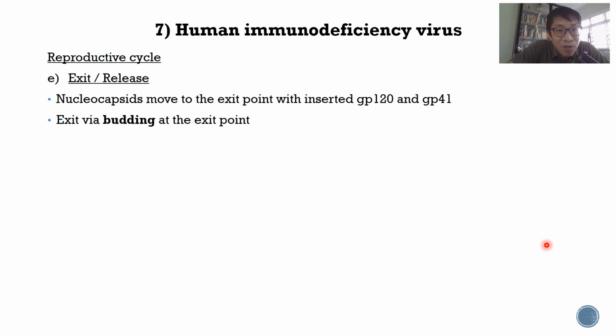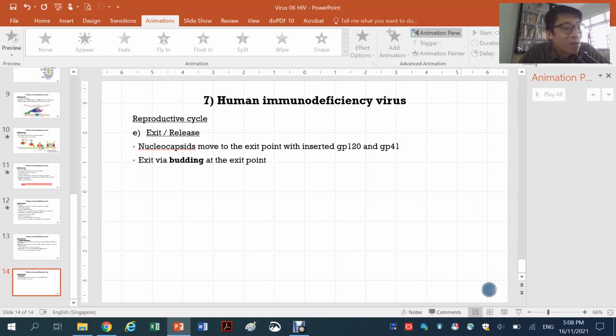This is quite similar to influenza. The difference is there's no neuraminidase to facilitate the exit process. Right? So it's just normal budding, and the new viruses will be formed, and the viral envelope will be obtained, right, by the folding of the cell surface membrane of the T helper cells. Right, so that would be influenza, HIV.